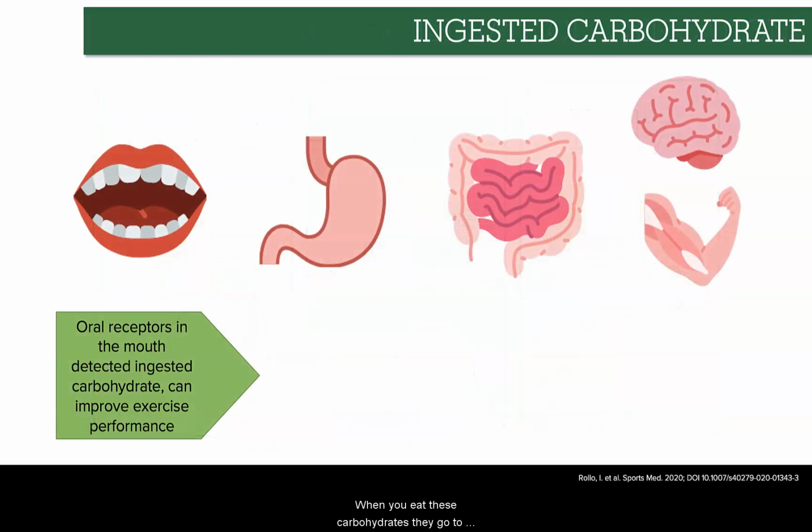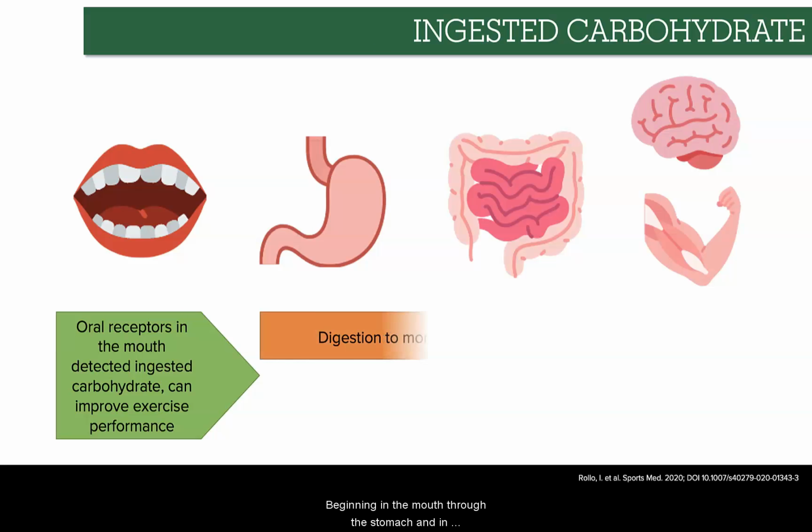When you eat these carbohydrates, they go to work immediately in the mouth by interacting with oral receptors. When these receptors detect carbohydrate, they activate reward centers in the brain, and simply rinsing the mouth and spitting a carbohydrate solution has been shown in some cases to improve exercise performance.